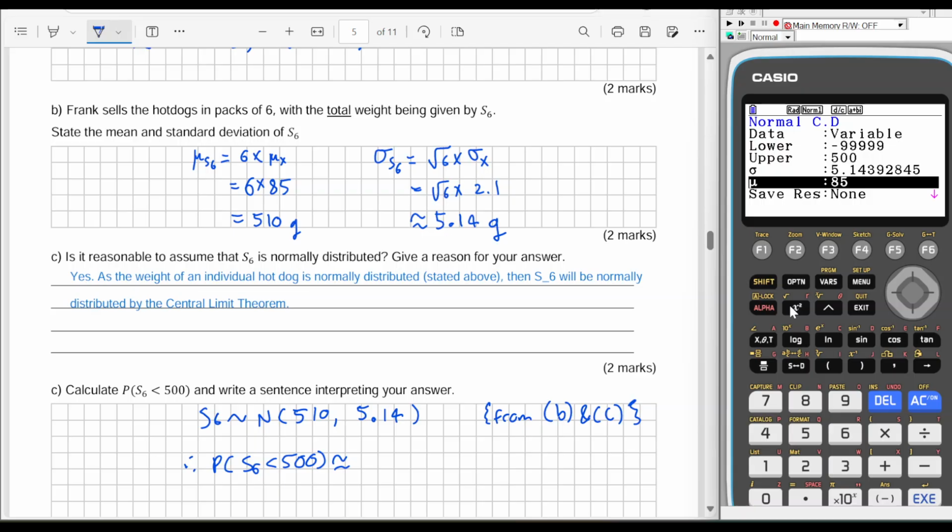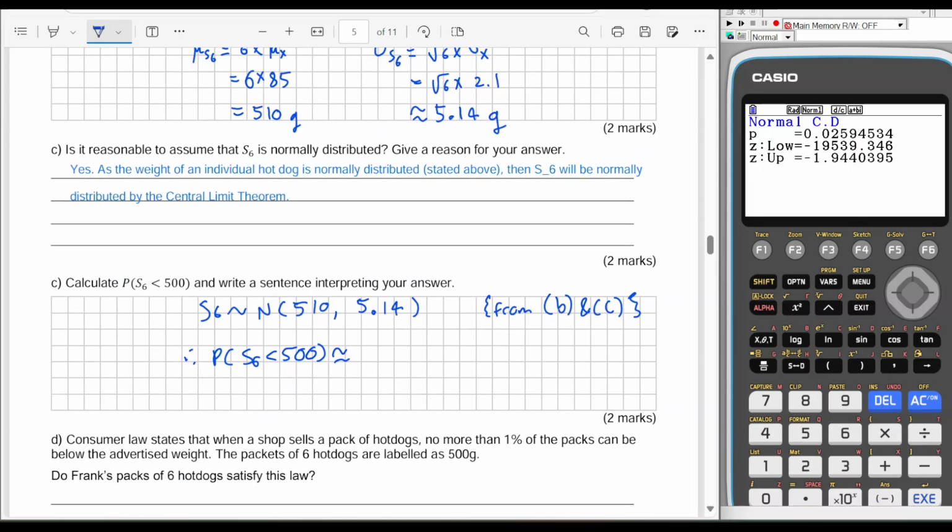And then the mean was 6 times 85, which was 510. I'm just putting in the full versions because you really should use your full versions of numbers until you get your final answer. Do not round until the end. It can make a difference. Okay, so everything's in there like it should be. 0.0259.